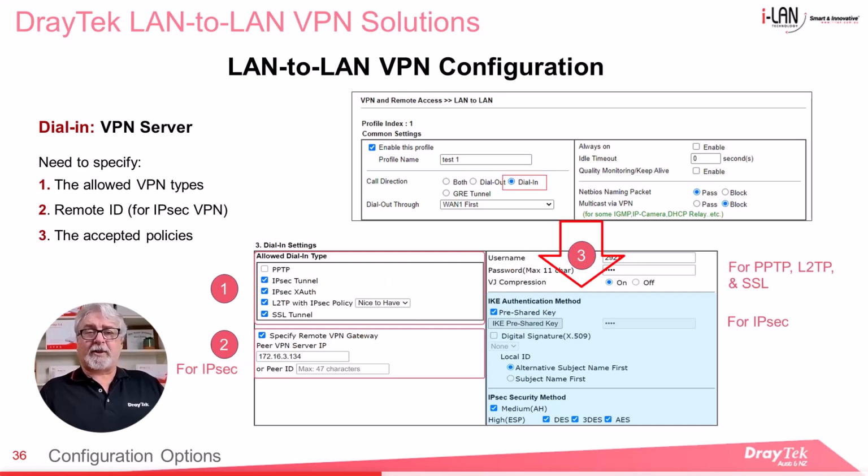The third item to specify is the accepted policies. PPTP VPN just needs a username and password for authentication and is usually the quickest to set up. For IPsec, there are a lot more parameters that need to be entered. You'll also have to enter a pre-shared key for IKE authentication as well as the security method. There are a number of application notes available in the knowledge base at DrayTek.com covering various scenarios for creating VPN tunnels. Simply use the site's search feature if there's a particular aspect you'd like more information about.